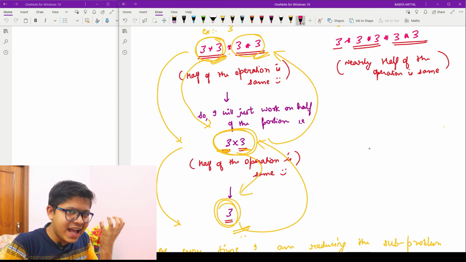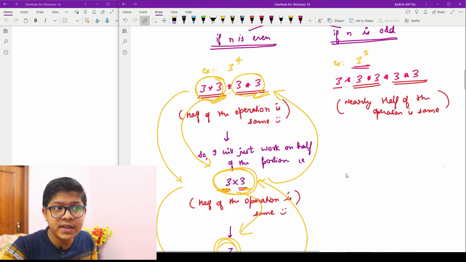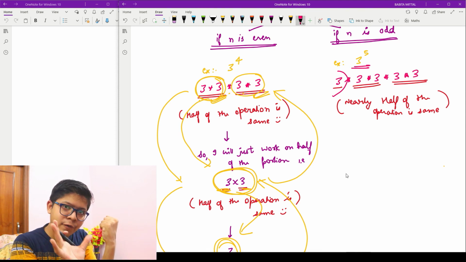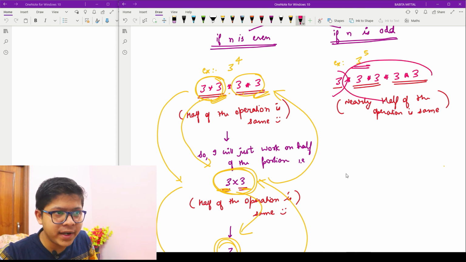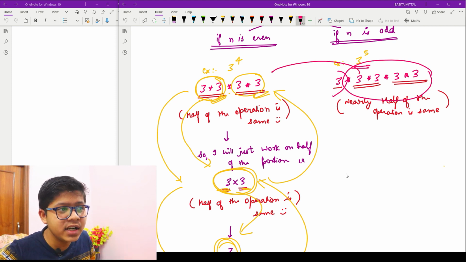So extracting the last number is just one operation, which means that if I have 3 raised to the power 5, then I will just extract the last number, which means that I have 3. Now the remaining four 3's, I will operate on these four 3's, and it has become the same problem which I studied earlier.